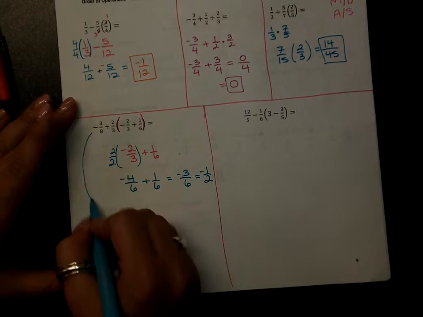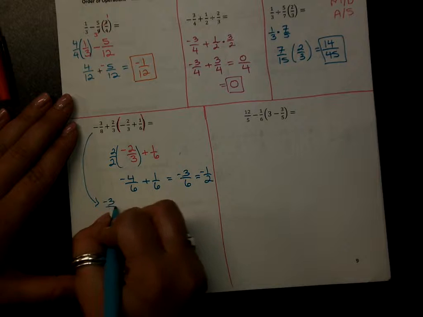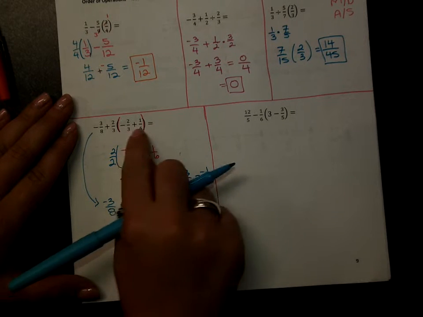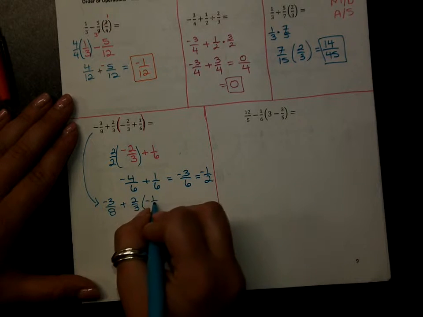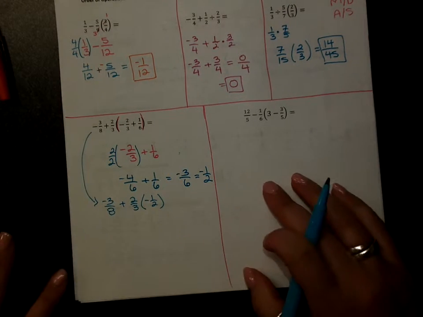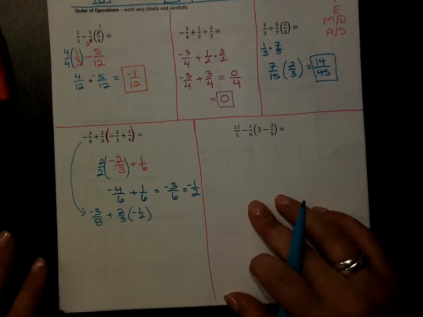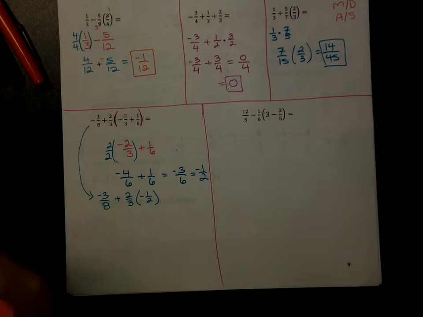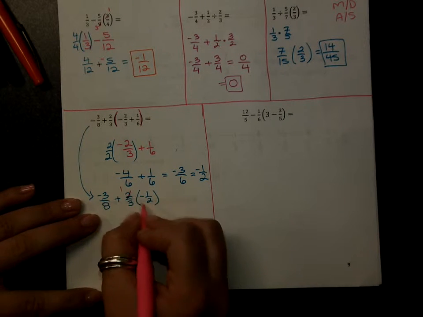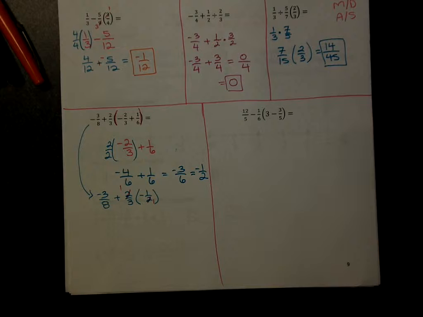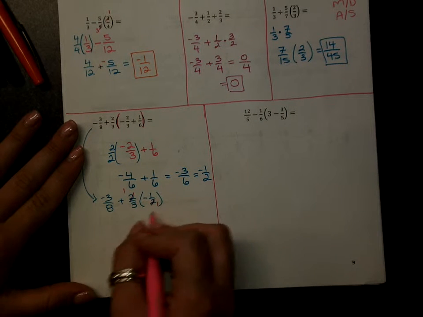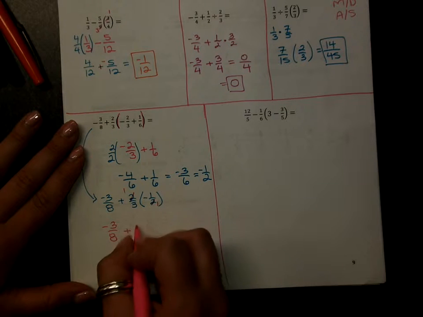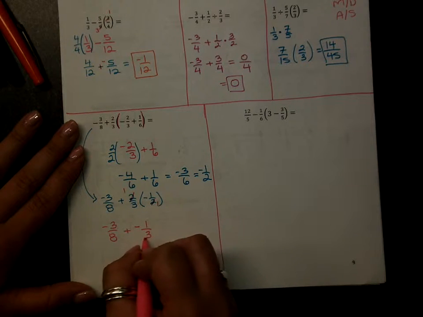So now I'm going to rewrite the whole problem here. Negative 3 over 8 plus 2/3, and I just figured out that inside the parentheses makes negative 1/2. From there we do multiply or divide, and we have a multiply. The multiplication can be cross-reduced, so I'm going to divide those 2's and make them 1's. If you don't see that, it's no big deal. You can work with it later. So we have negative 3 over 8 plus negative 1 over 3.